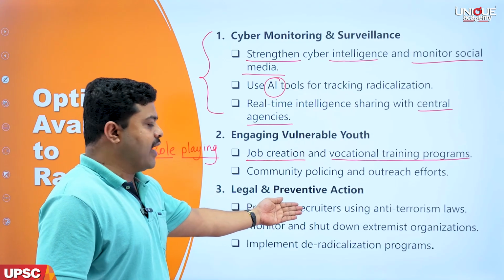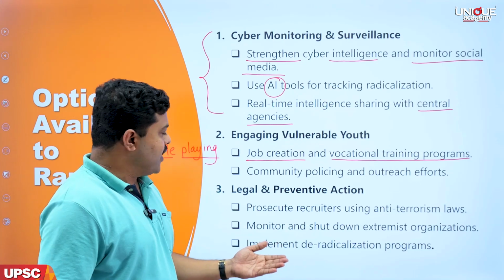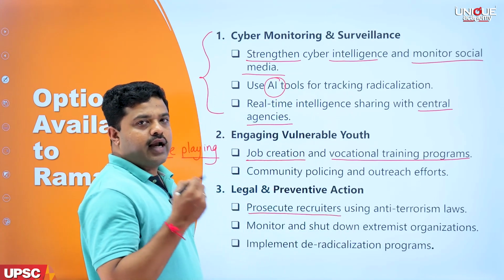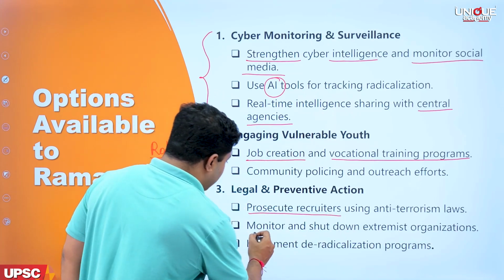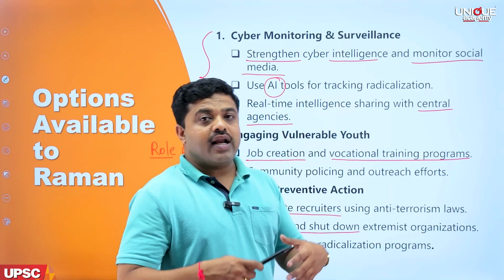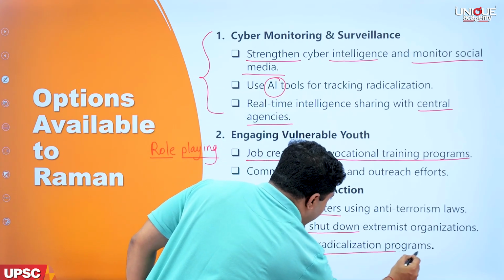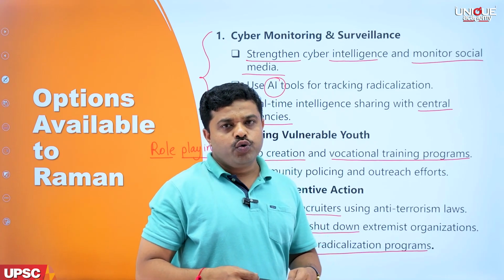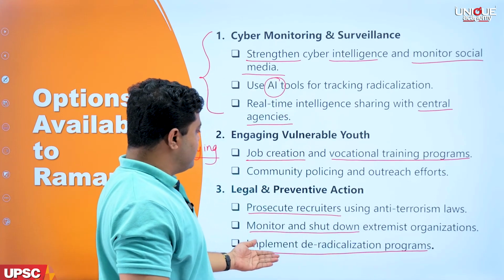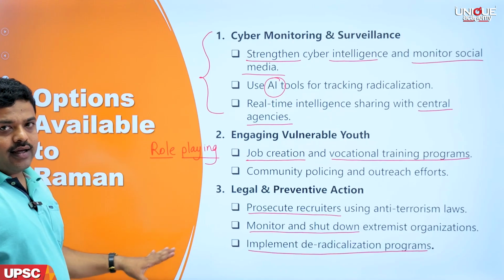Third is legal and preventive action. Despite all this, if people don't deviate from their wrong path, then you have to take legal action, prosecute those who are recruiting these youth under anti-terrorism law, monitor and shut down extremist organizations who are spreading anti-national messages which are hypercritical of the government, and finally implement de-radicalization programs. So if you identify those youth who are already radicalized, you can conduct a de-radicalization program for them. So these are the immediate actions Raman can take as a form of option.